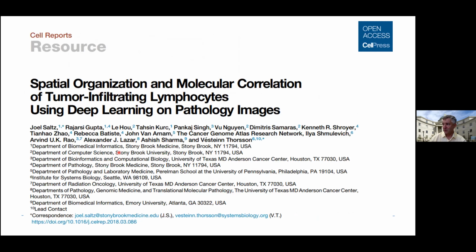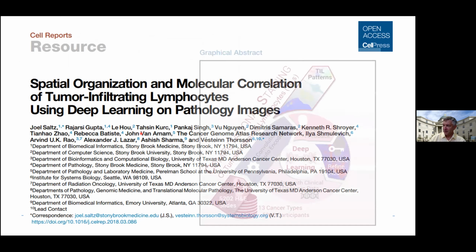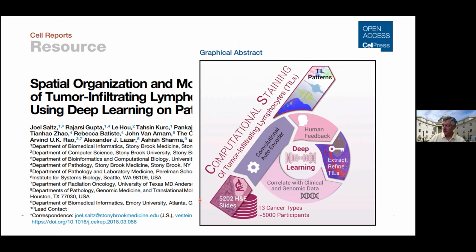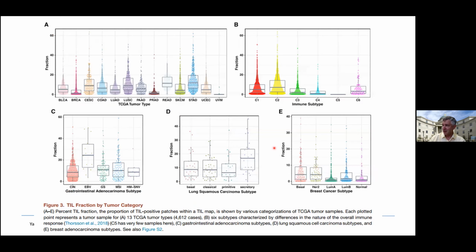One of the first papers about automation of TILs came from the Joel Saltz lab here at Stony Brook in New York. And he had a number of people working with him. They made a computational way of looking at TILs, where they looked at slides in 13 different cancer types, put them through a deep learning machine, and ultimately came up with ways of classifying and measuring TILs that were kind of what we expected. You can see in the breast cancer group down here, the basals and HER2 are higher, but they could measure TILs in every tumor type looked at.